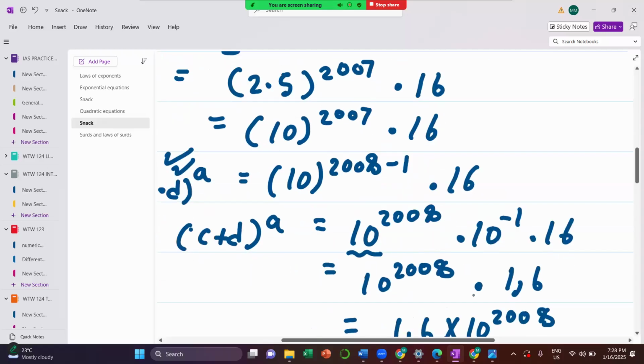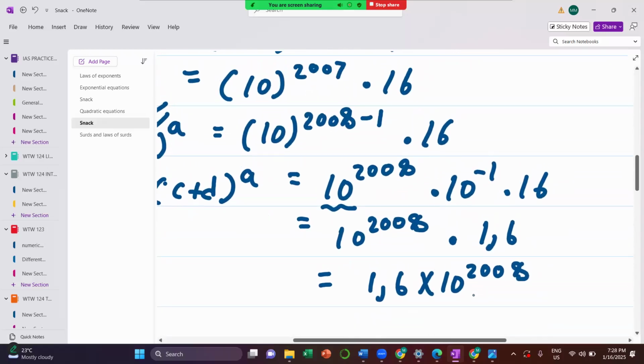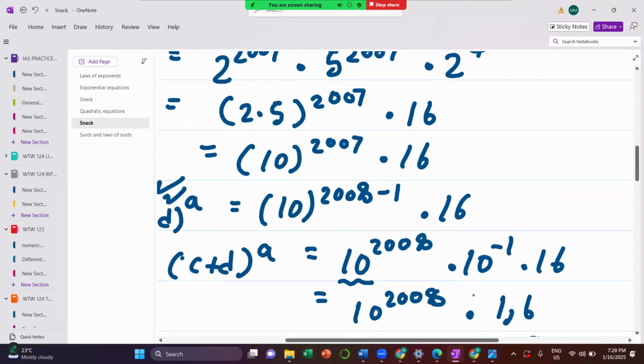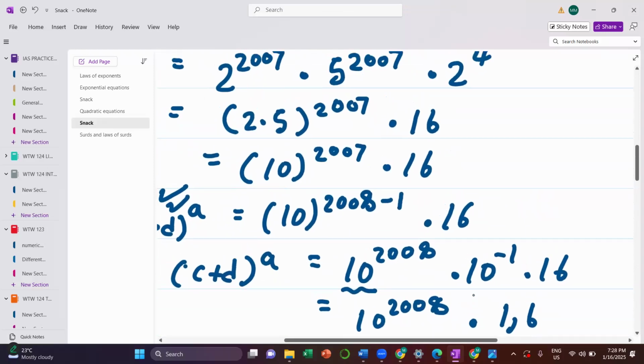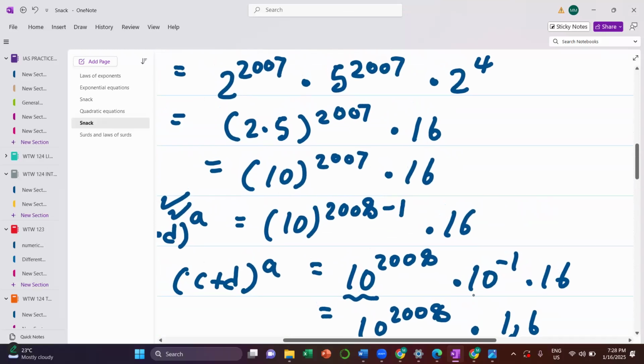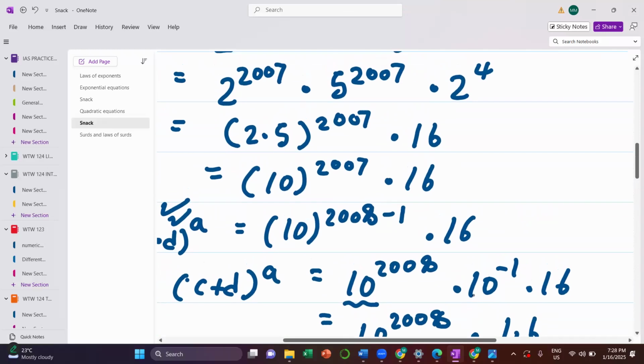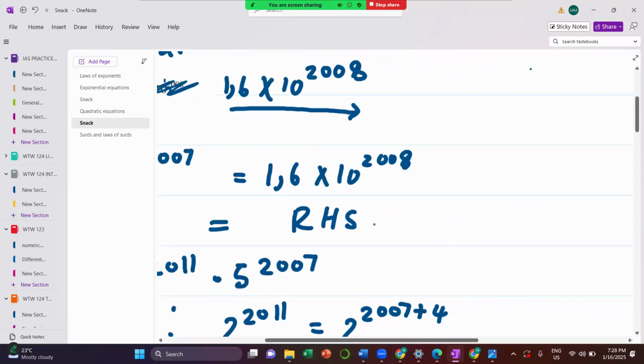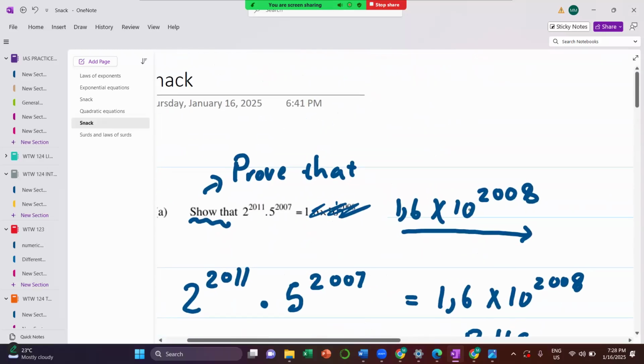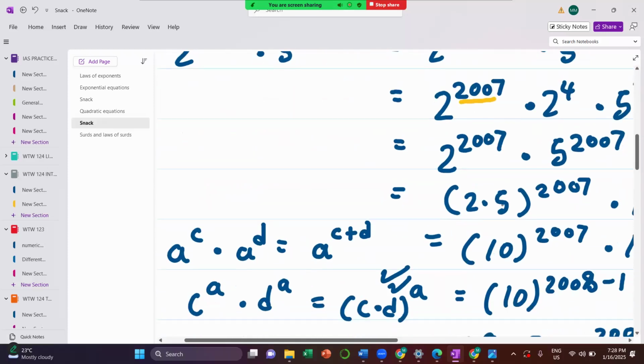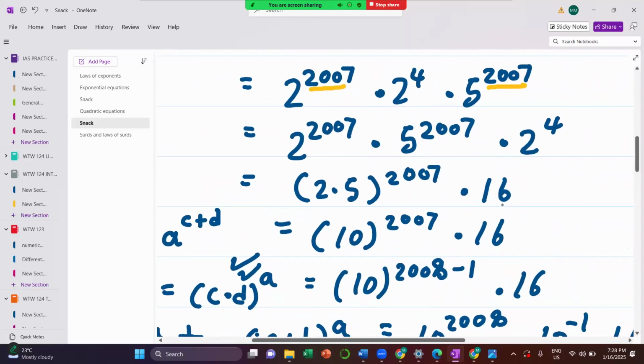So do you guys understand everything that I did? Sir, why did you write 2008? Where did you get the 1 from? Remember, this 2008 minus 1 is still the same as 2007. I'm rewriting it so that I can have a 2008, because what they said I must prove actually has a 2008. And look where I was. I was at 2007 multiplied by 16.